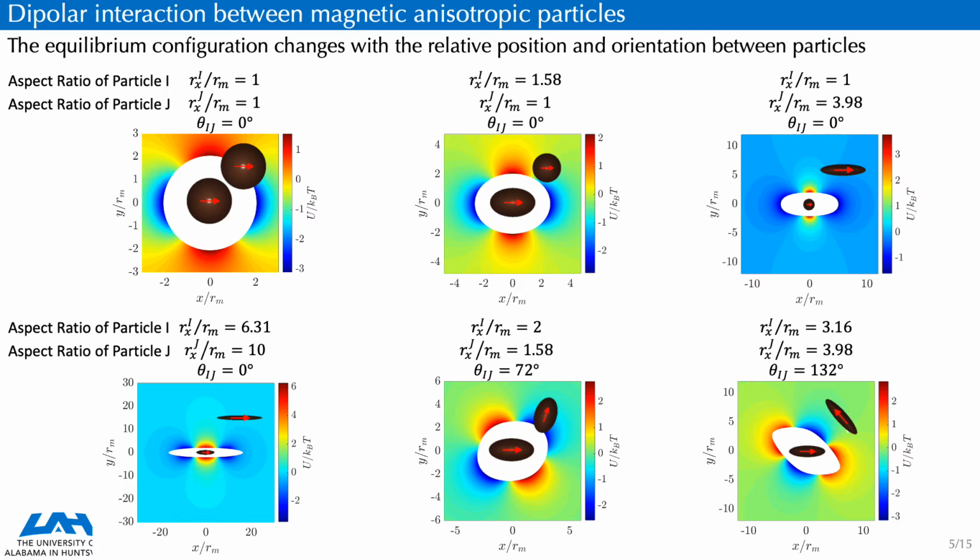This is a sampling of some of the other cases that we tested. We started with smaller aspect ratios such as spheres, before moving on to bigger ones, up to aspect ratios of 10. We also tried an arrangement of different angles of particle J with respect to the major axis of particle I.